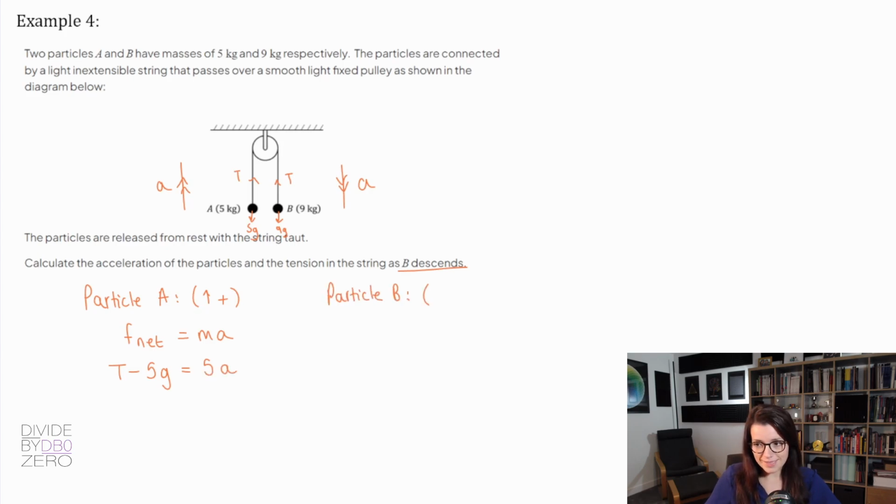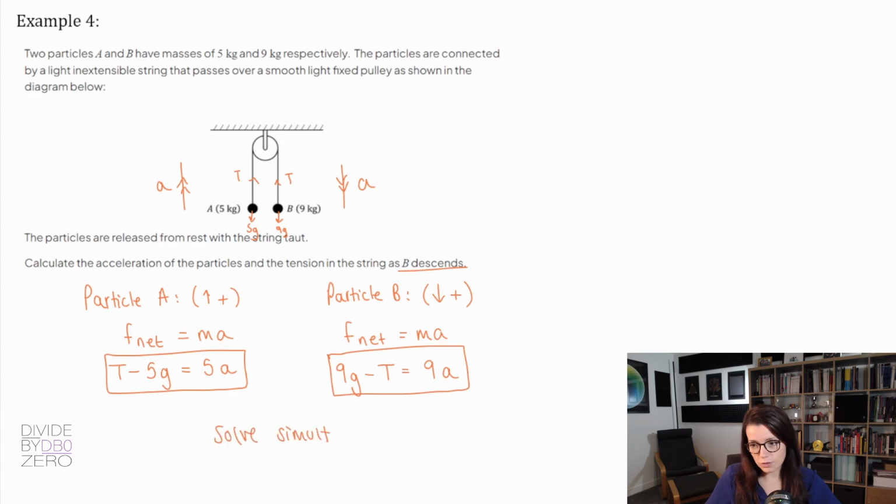Particle B, I'm going to take down as positive. Again, following the direction of acceleration always. F net equals MA. Net force this time is going to be 9G minus T, and that's equal to 9A. We now have two simultaneous equations to solve.